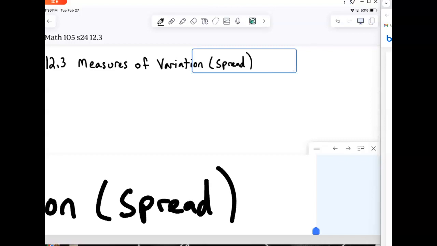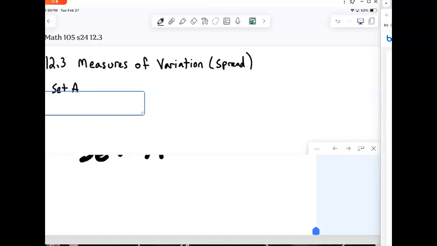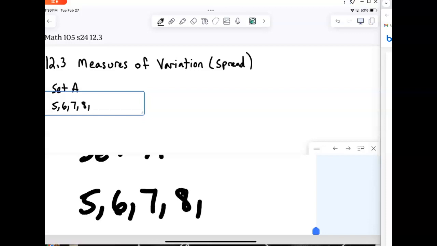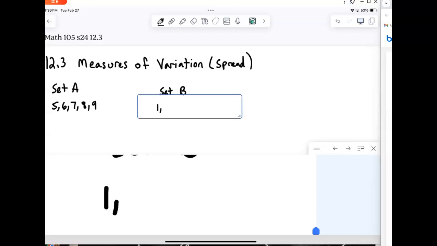Okay, so in this section we talk about measures of how spread out our data is, or sometimes called measures of variation. So let's compare two sets of data here. Set A consists of the five values 5, 6, 7, 8, 9. And let's let set B be the set 1, 3, 7, 12, 12.